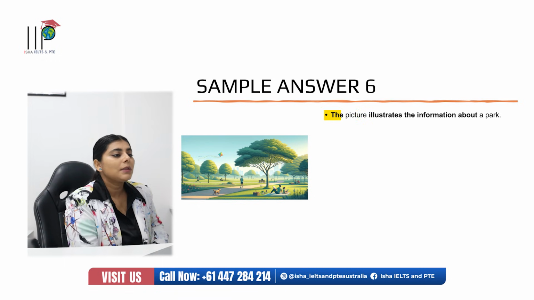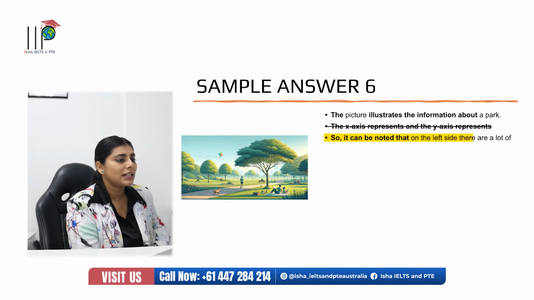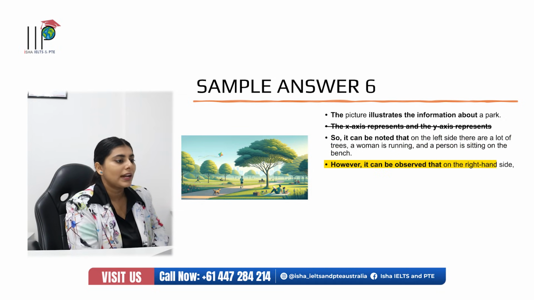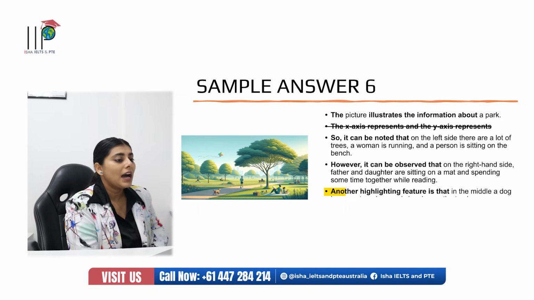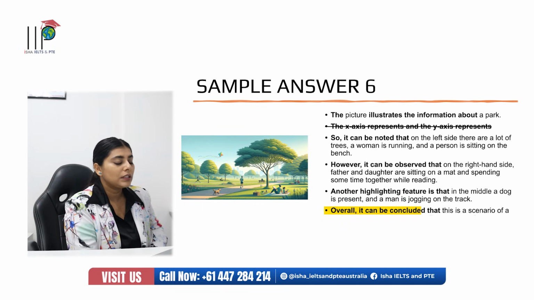So let's start. The picture illustrates information about the park. So it can be noted that on left hand side there are a lot of trees and a woman is running and the person is sitting on the bench. However, it can be observed that on right hand side there is a father and a daughter who are sitting on the mat and spending some quality time together while reading. Another highlighting feature is that in the middle there is a dog and a man is jogging on the track. Overall, it can be concluded that this is a scenario of a park where people are doing different types of activities.